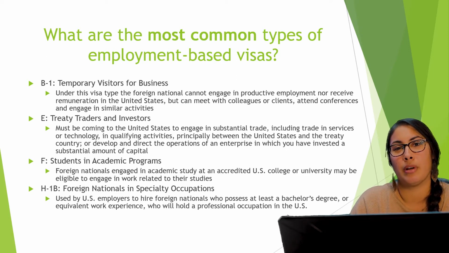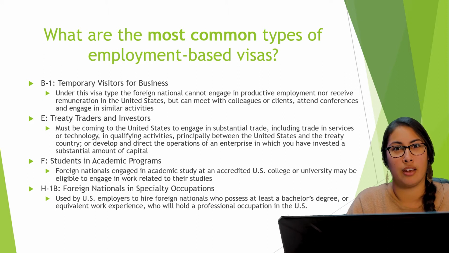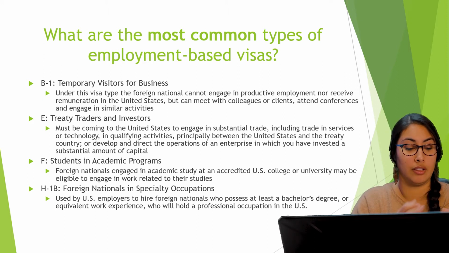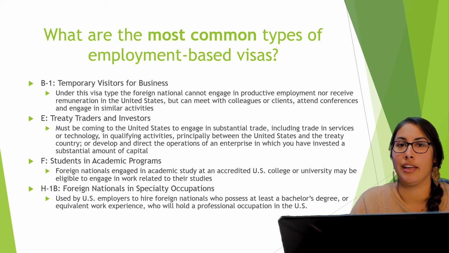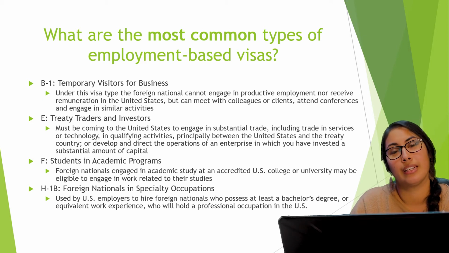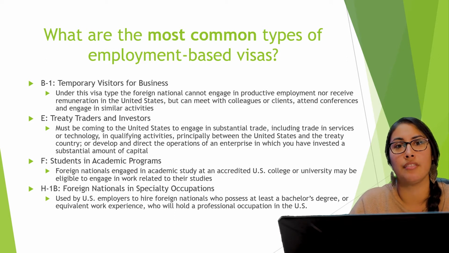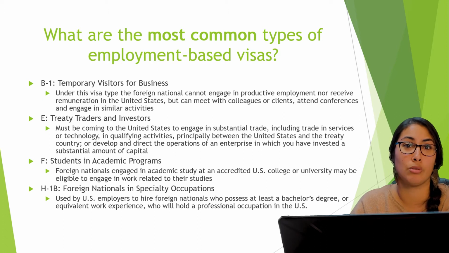So here, let's go with the really basic and then get to the more complex ones. So B1, those are the visitor visas. Again, visitors for business. It's the B1, B2 that you can use either for tourism or for business. So we're looking at the B1 part of that. That means that you can come in and engage in business activities such as meetings, conferences, as long as you don't make any money or receive any money while you are in the US.